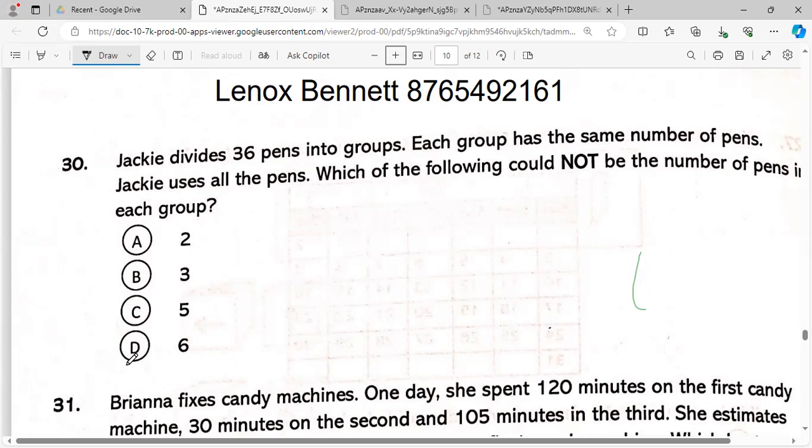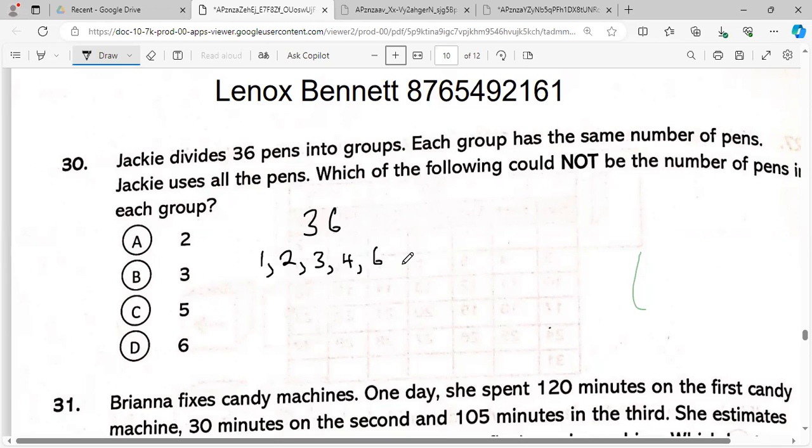Sir, I think it's C. Sir, I agree with Abigail. Sir, can I change my answer? Sir, I think that it's C, because 2 can go into 36 equally. 3 can go into 36 equally. Guys, it's factors, not multiples. Sir, I agree. C, sir. C as in cat.